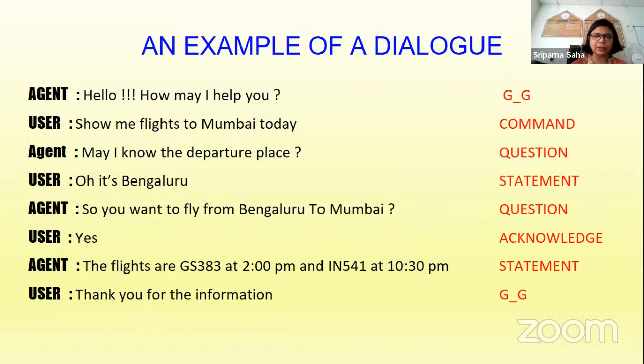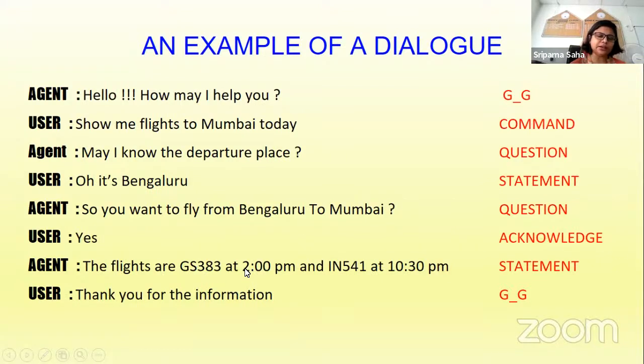So this is one example. You can see the agent is saying hello, how may I help you? So this is a kind of greeting. Then show me flights to Mumbai today. So this is an example of a command. May I know the departure place? So this is a question. Oh, it's Bangalore. This is a statement because you can extract the information like Bangalore, which is an important slot. So you want to fly from Bangalore to Mumbai. It's a question. Yes, it's an acknowledgement.